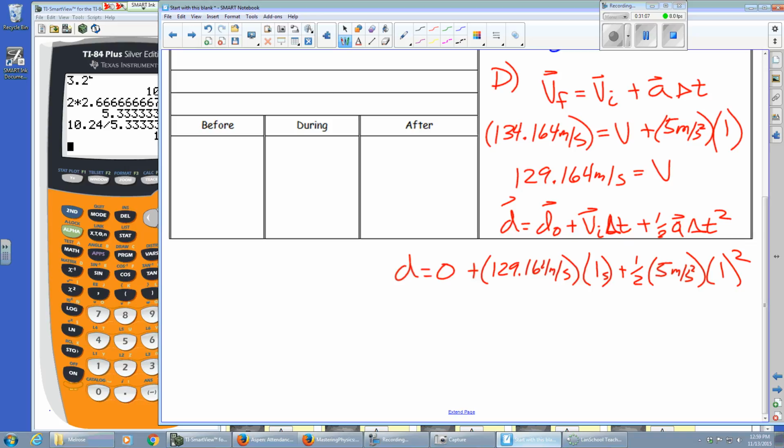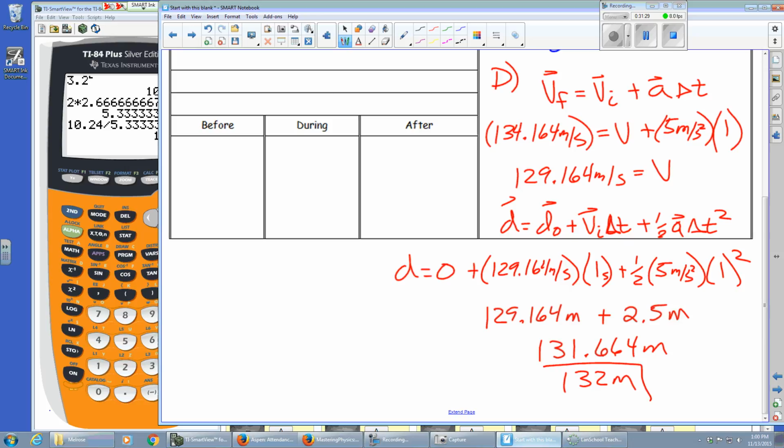So that's 129.164 meters plus 2.5 meters. So 131.664 meters, or with 3 sig figs, 132 meters. Let's see if that works. It is Friday the 13th.